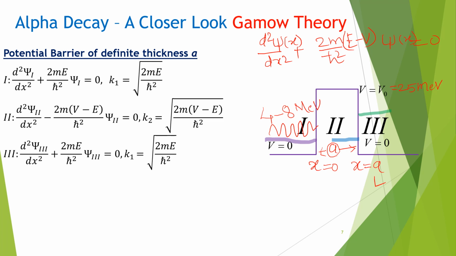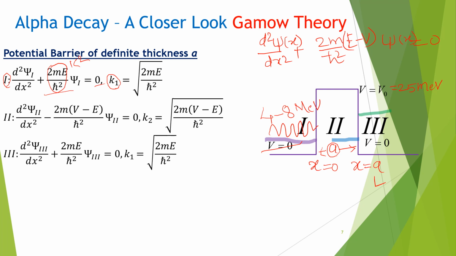Now for region 1, we have potential energy 0, V is equal to 0. So this expression becomes d2 psi 1 by dx square plus 2mE upon h cross square psi equal to 0. Here I would like to substitute k1 as the square root of 2mE upon h cross square, so that we can plug in k square, and that becomes a standard differential equation.